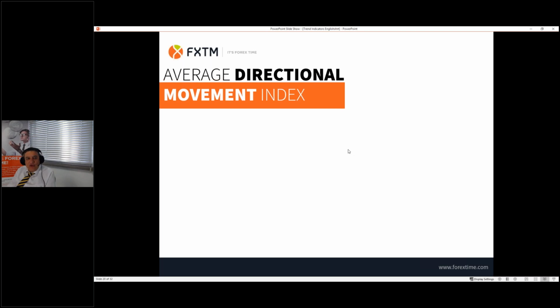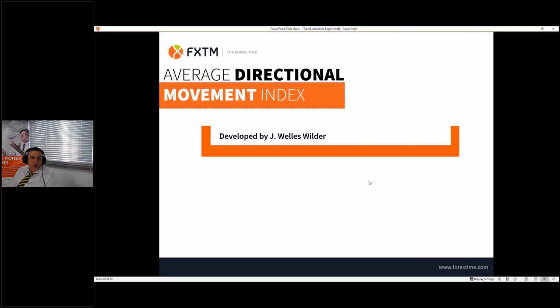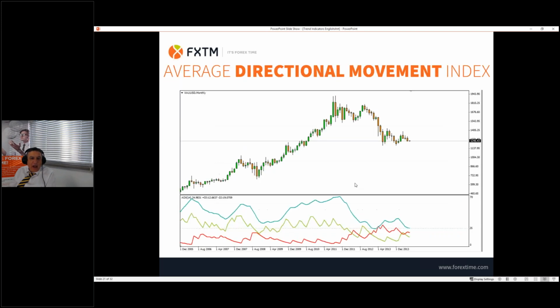Now I would like to introduce the ADX, the Average Directional Movement Index. Maybe most of you haven't heard of it, but please allow me to say that it's not only an indicator, it's a whole system on its own. It was developed by a very popular technical analyst, Mr. Wells Wilder. So let me show you exactly how to use it.